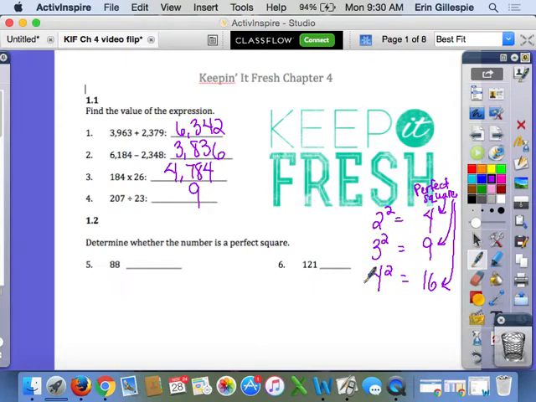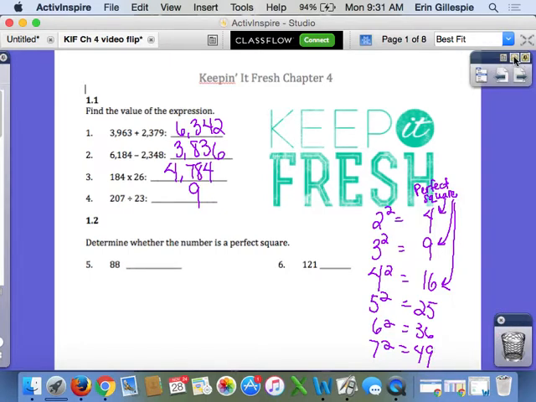So what you want to ask yourself here when they give you the answer is, is there a number times itself that equals 88? And you could just keep making this list. So you could do 5 squared is 25, 6 squared is 36, and keep going until you get close to 88. So if I keep going here, 7 squared is 49. 8 squared is 64. 9 squared is 81. 10 squared is 100. 11 squared is 121. 12 squared is 144.